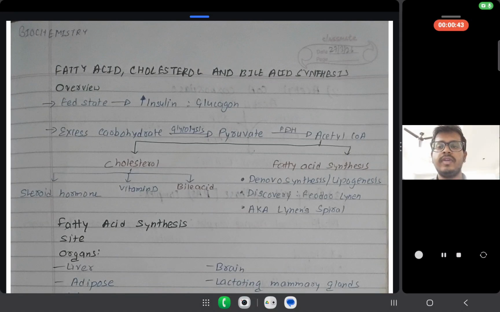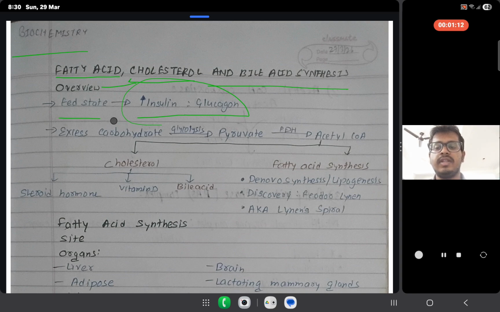Hello friends, today we are going to start our new topic in biochemistry, that is fatty acid, cholesterol and bile acid synthesis. We will understand it thoroughly. First of all, overview. Fed state. In fed state, you know that our glucose level is high, so insulin level increases to reduce the glucose level. So the insulin by glucagon ratio is more in fed state.